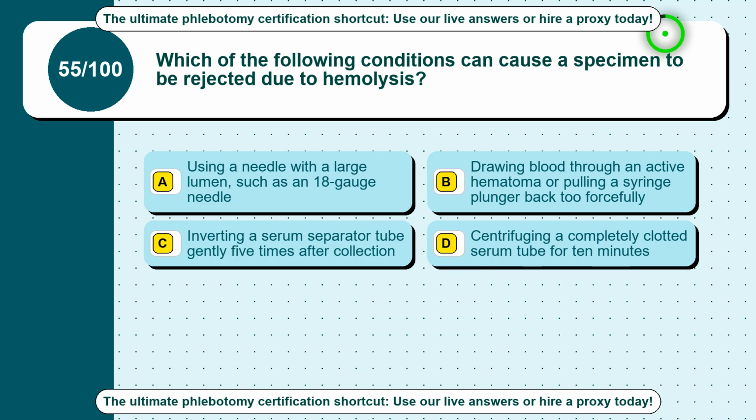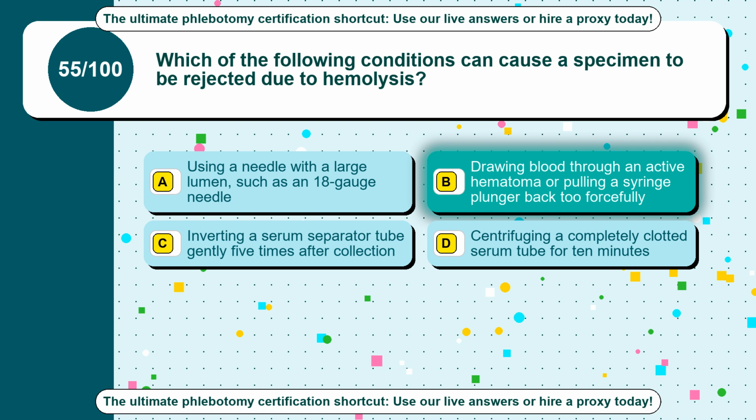Question 55. Which of the following conditions can cause a specimen to be rejected due to hemolysis? Option A, using a needle with a large lumen, such as an 18-gauge needle. Option B, drawing blood through an active hematoma or pulling a syringe plunger back too forcefully. Option C, inverting a serum separator tube gently 5 times after collection. Option D, centrifuging a completely clotted serum tube for 10 minutes. The correct answer is option B, drawing blood through an active hematoma or pulling a syringe plunger back too forcefully.